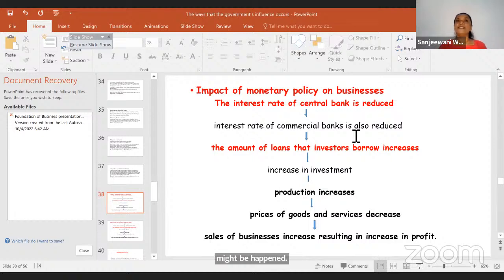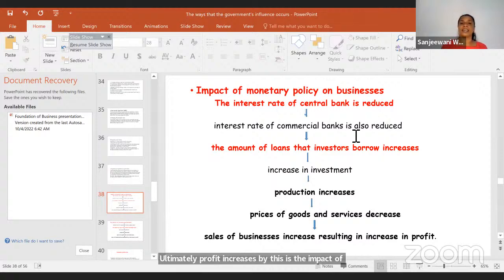Now the investors borrow loans, they obtain loans, because the interest rate is low. From that, investment increases. Then when they invest more, production increases, right? When production increases, the price of goods and services can be reduced because you have more products, right? When the price of goods and services is reduced, sales will increase, right? When sales increase, ultimately profit increases, right? This is the impact of monetary policy on business.